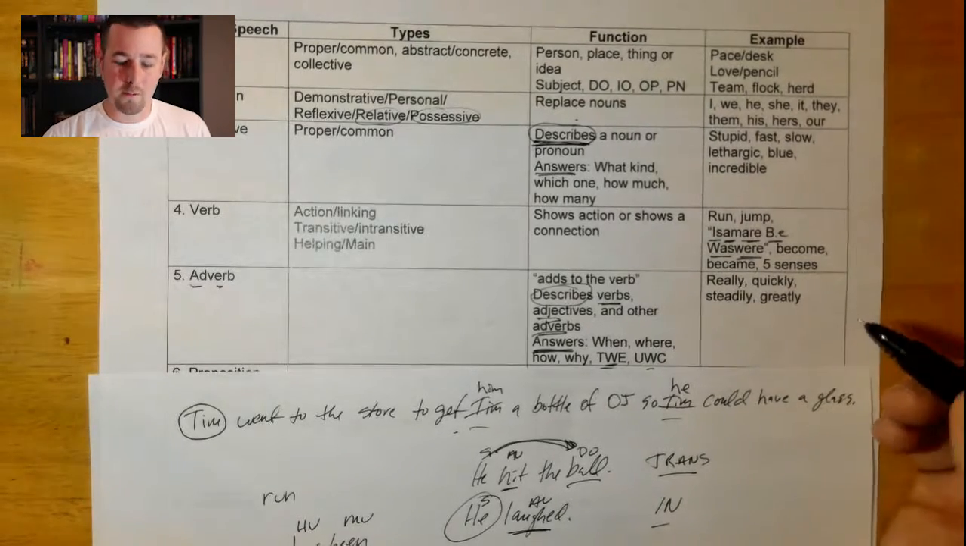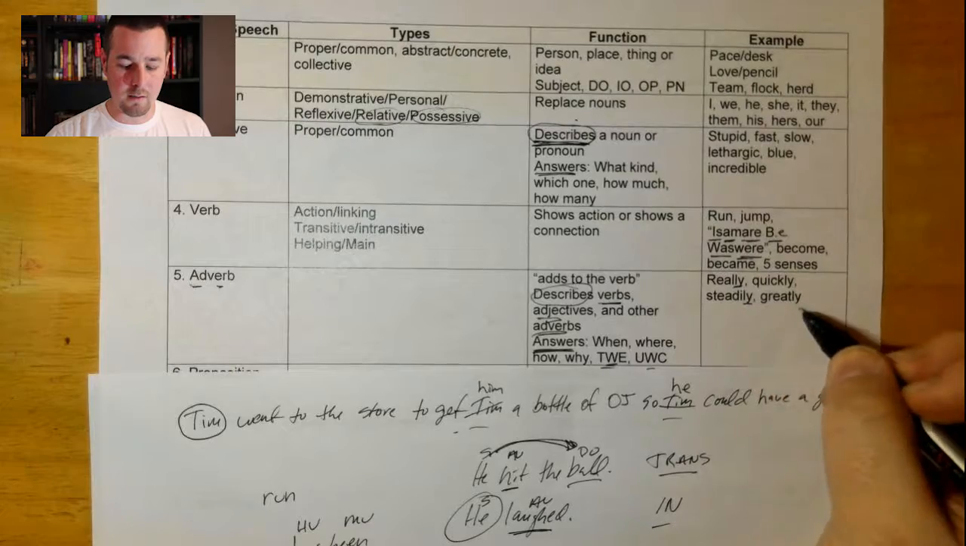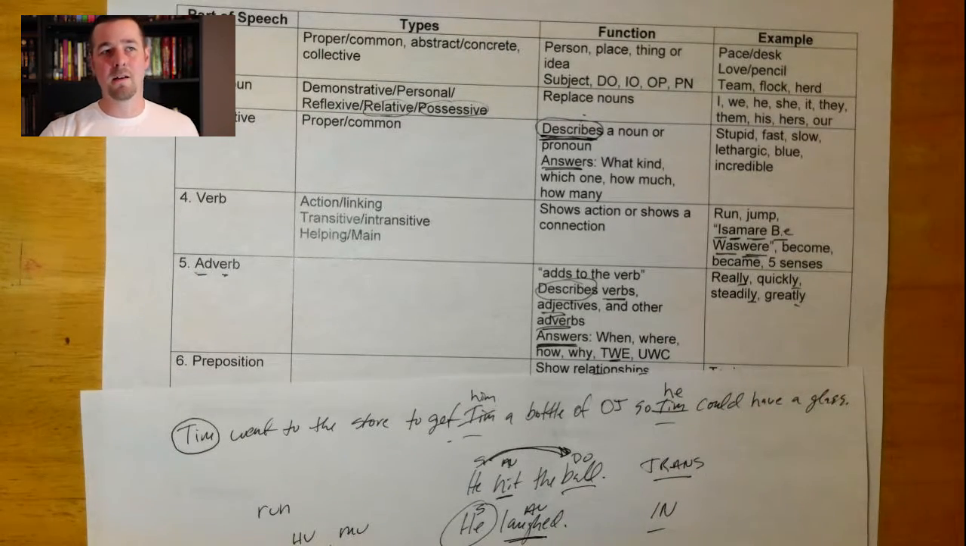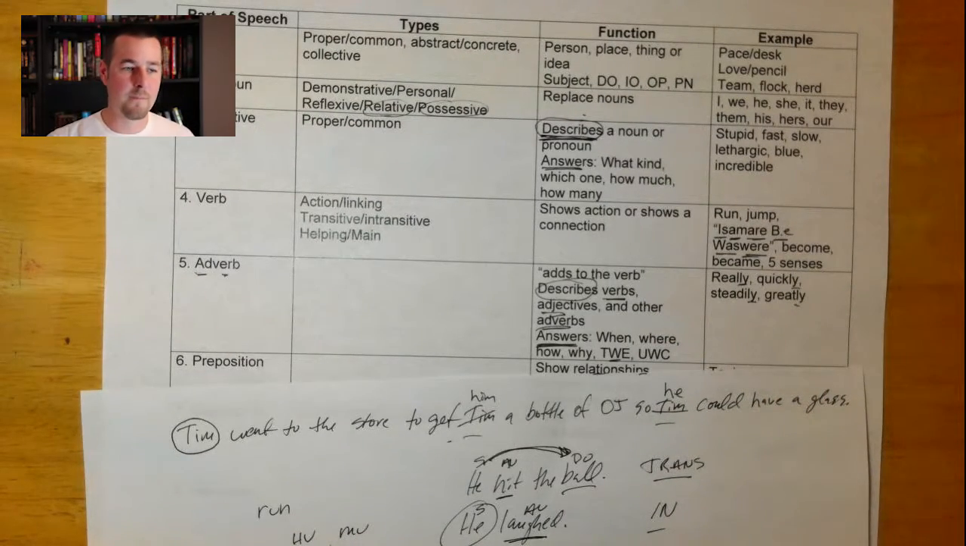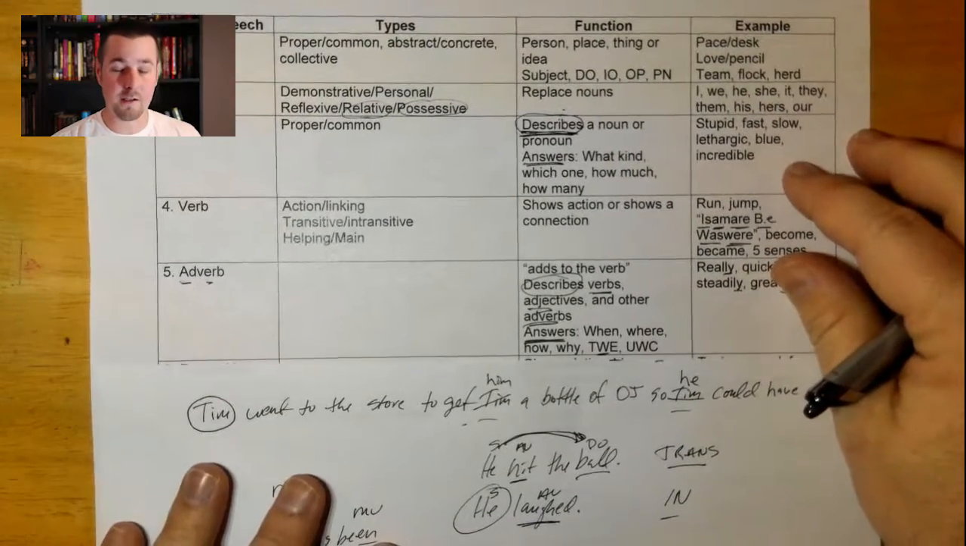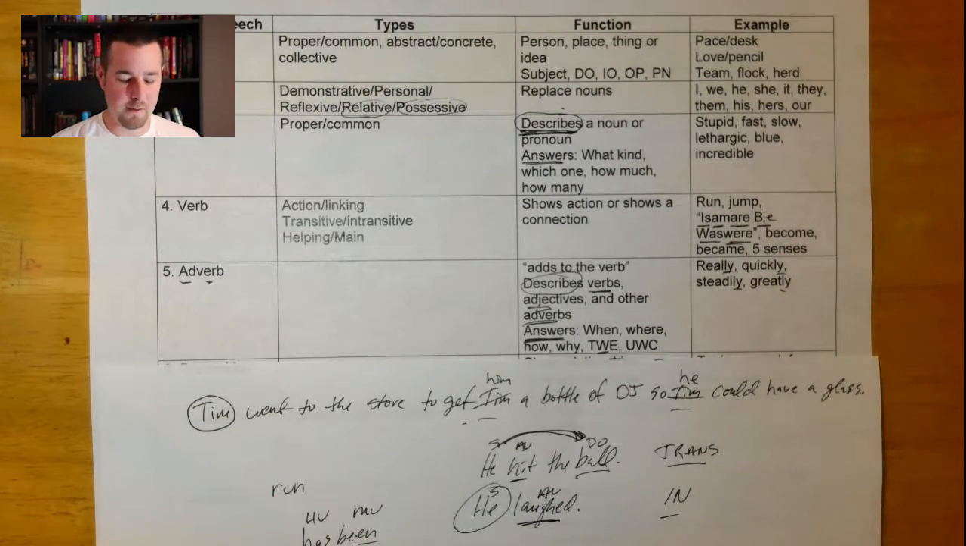Now, the one-word adverbs typically will end in ly. So they're pretty easy to spot. Especially when they're describing the verb in the sentence or another adjective in the sentence, it's pretty easy to spot because of the ly ending.